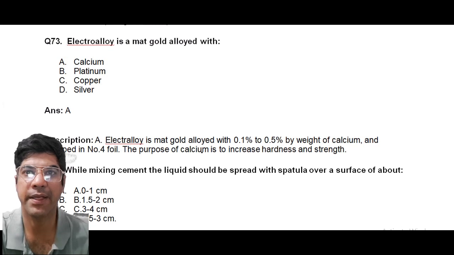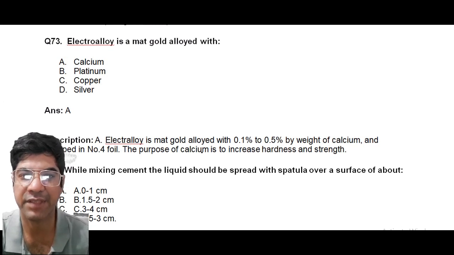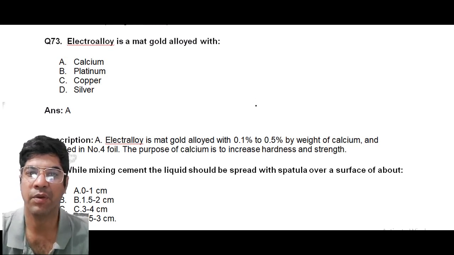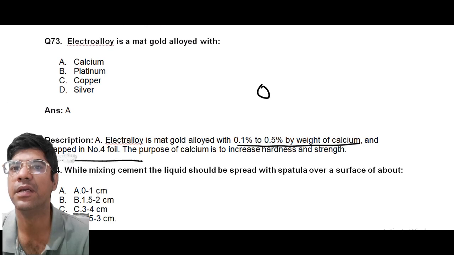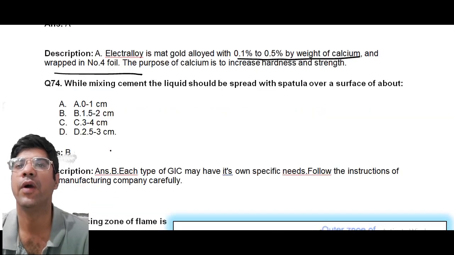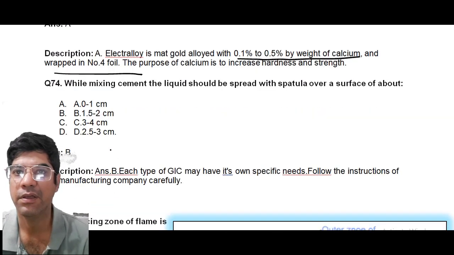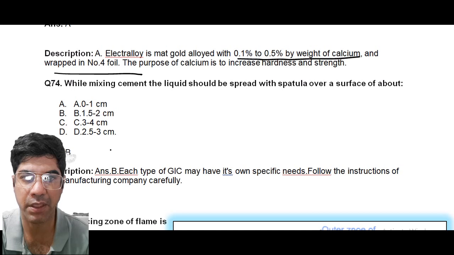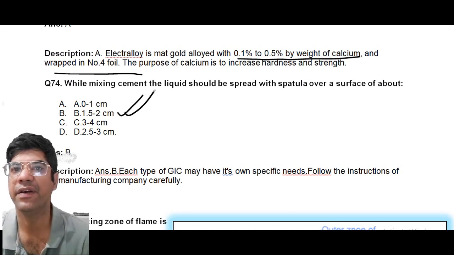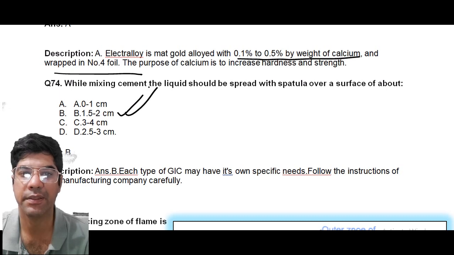Electroalloy is a matte gold alloyed with calcium. Electroalloy is a matte gold alloy with 0.1 to 0.5% by weight of calcium, wrapped in number 4 foil. When mixing, the liquid should be spread with a spatula over a surface of about, the answer is B, 1.5 to 2 centimeters.